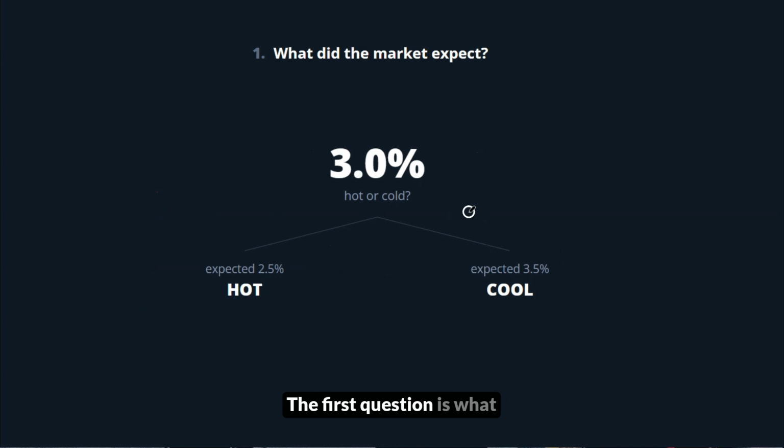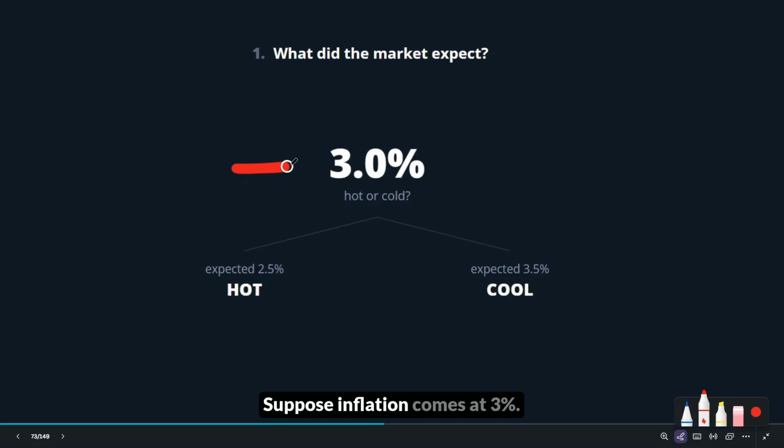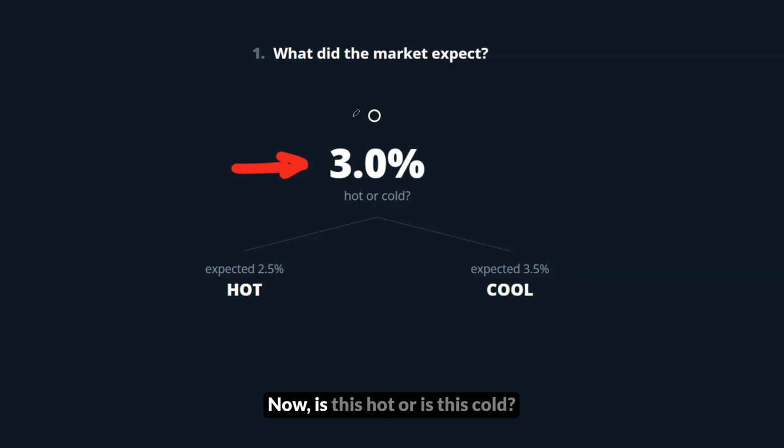The first question is what the market expected. Because a number has no meaning in isolation, the market moves on the difference between the expected outcome and the actual outcome. Suppose inflation comes in at 3%. Now, is this hot or is this cold? Well, it depends. You can't answer until you know what traders, what the market, what consensus, what economists and analysts expected. If they expected 2.5%, well, this 3% is hot.